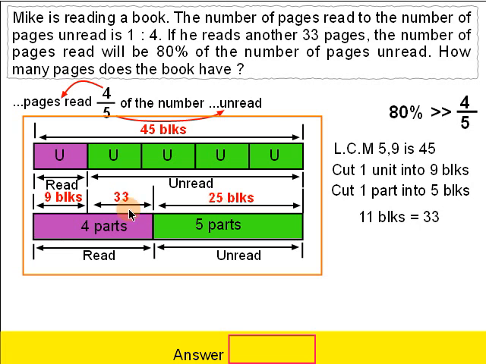33 pages. So straight away we know that, taking the top subtract the bottom, 11 blocks is equal to 33 pages. So taking 33 divided by 11, we get 3. That means 1 block is representing 3 pages of the book. The question asks, how many pages does the book have? We know that the book has altogether 45 blocks. So we take 3 pages multiplied by 45, we get 135 pages.